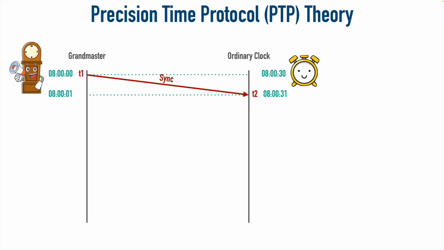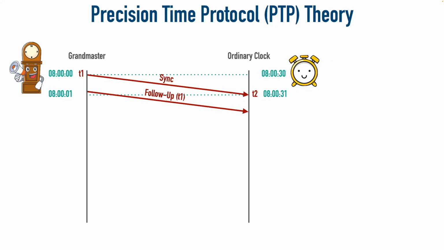Now T1, that's the time according to the Grand Master that the sync message was sent. And some implementations of PTP will embed that T1 time in the sync message, but typically Cisco does something else. Instead of using a one-step sync, Cisco gear will typically use a two-step sync. In other words, it's going to follow up that sync message with a follow-up message that contains the value of T1. The Grand Master says, oh, by the way, that sync message you just got, I sent that, according to my clock, at 8 o'clock and 0 seconds. So now the ordinary clock knows that there is a 31-second disparity between the Grand Master clock and itself.